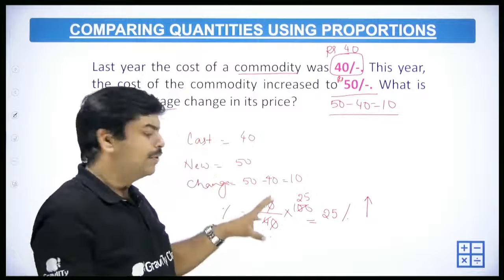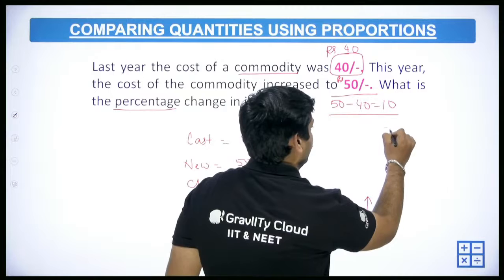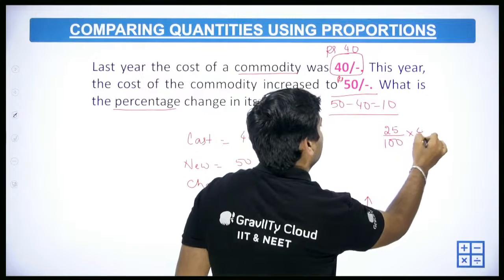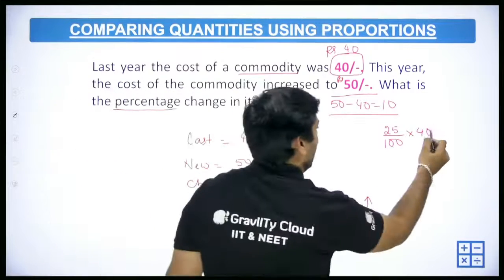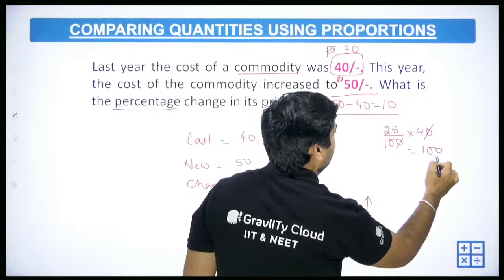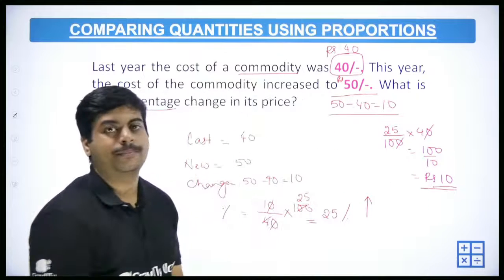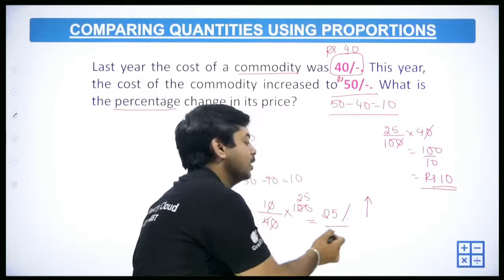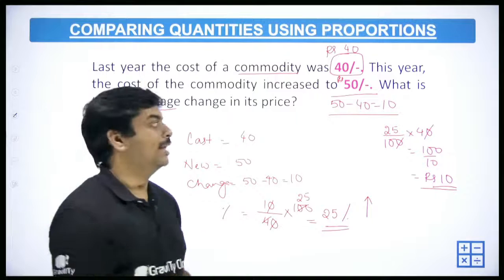Let us calculate what is that 25%. So 25% is 25 by 100 of 40. 25% of 40, so 0 and 0 get cancelled. 25 into 4 is 100, 100 by 10, that is 10 rupees. So there is a change of 10 rupees, and that is a 25% change in its price. So let's try to move forward.